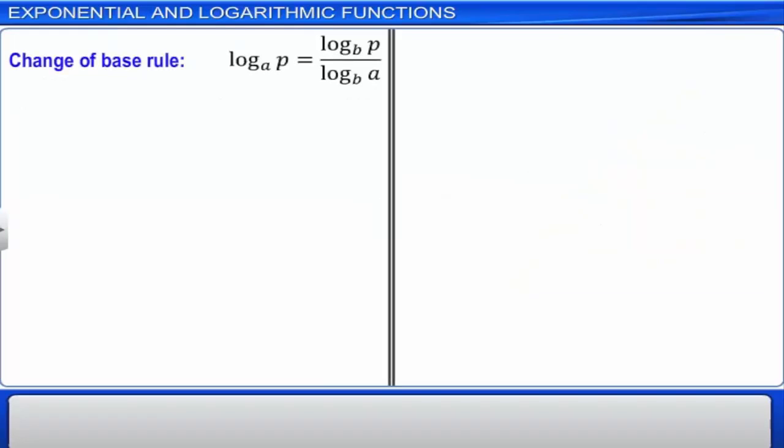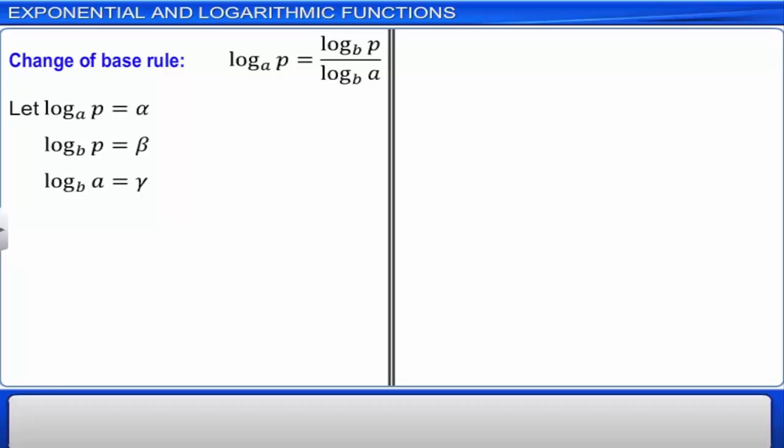Let's now see some important rules of logarithms. The change of base rule states that log p to base a is equal to log p to base b divided by log a to base b. Let's verify this. Let log p to base a be alpha, log p to base b be beta, and log a to base b be gamma.